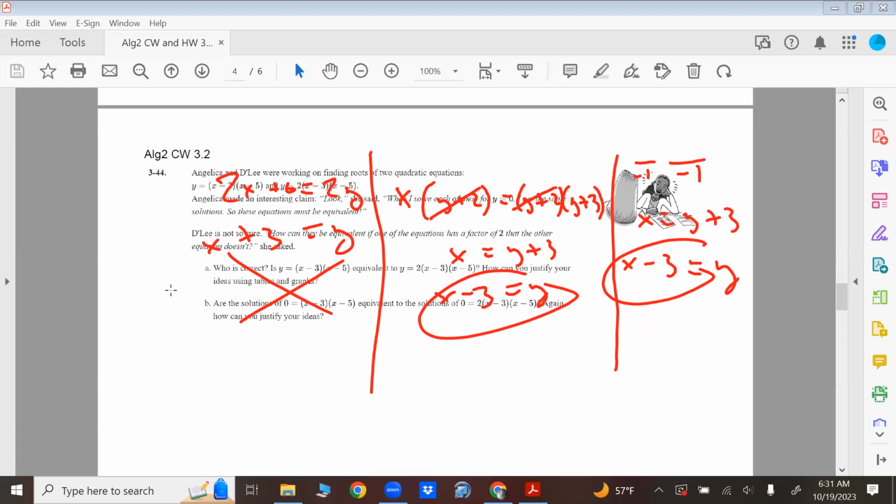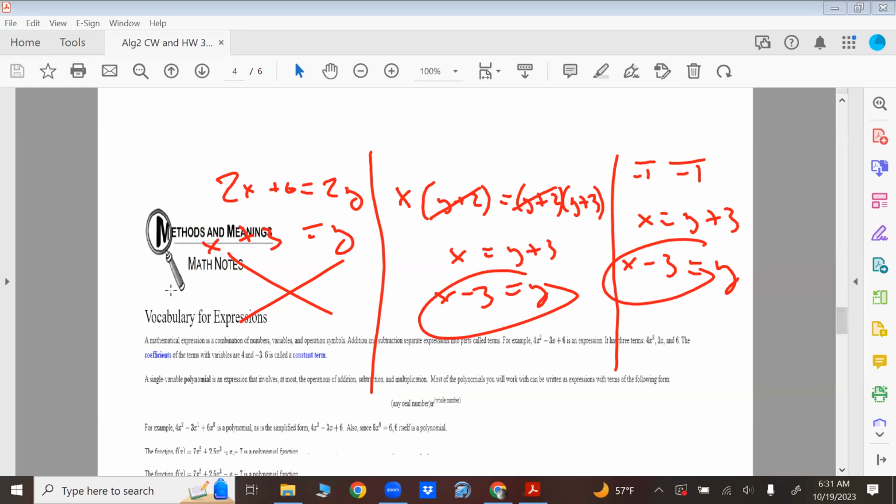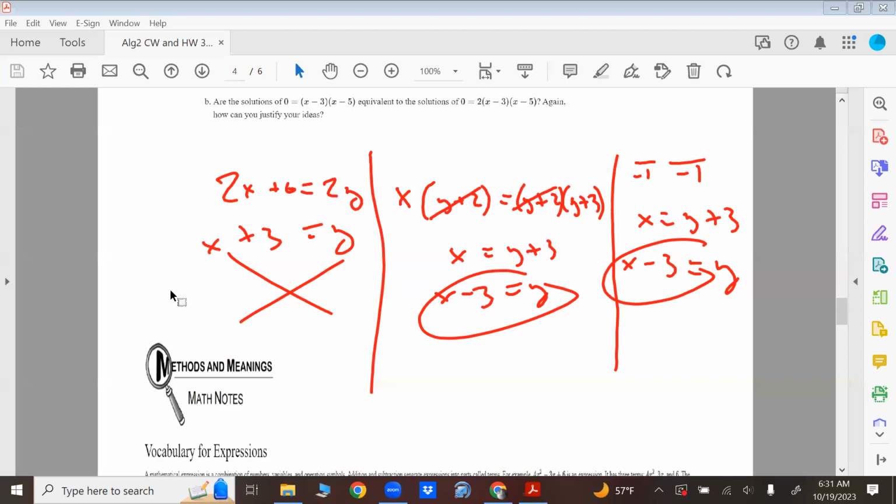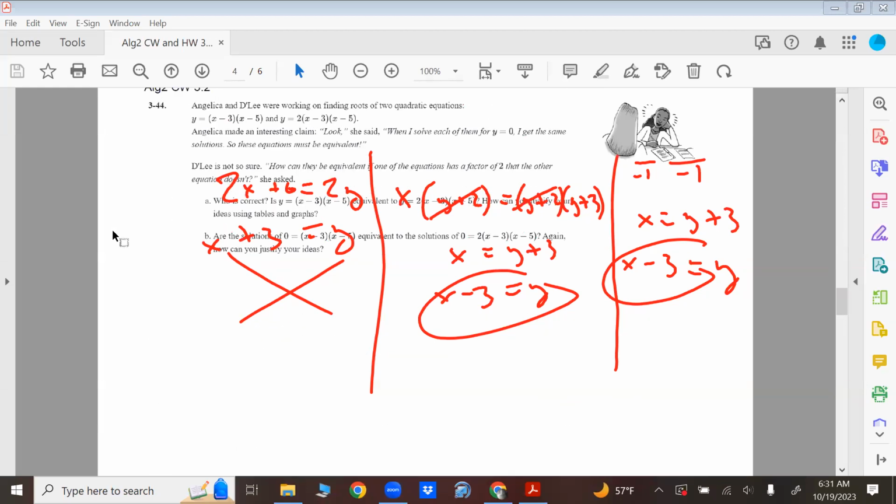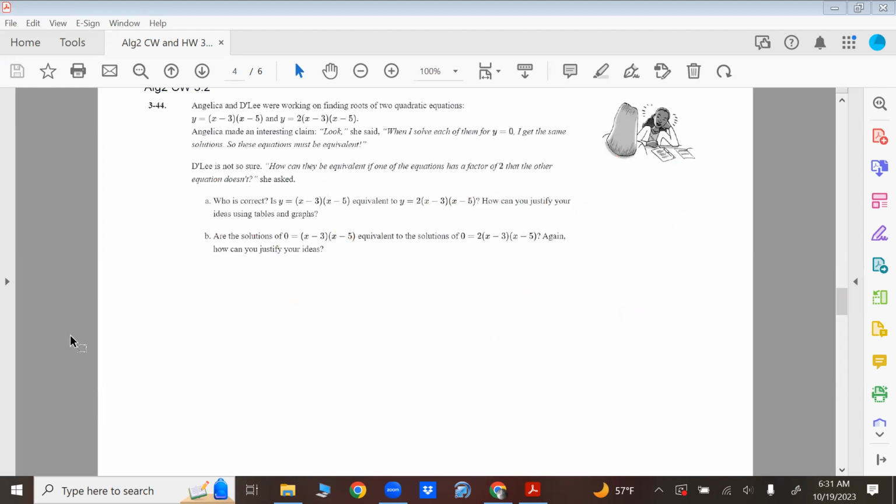Okay. Oh, we're not done yet. There's still one more example. I lied. All right, let's take a look at this one here. Then we're done. So Angelica and Dili were working on finding the roots of two quadratic equations. Angelica claimed, look, when I solve each one for y equals 0, I get the same solution, so these equations must be equivalent.